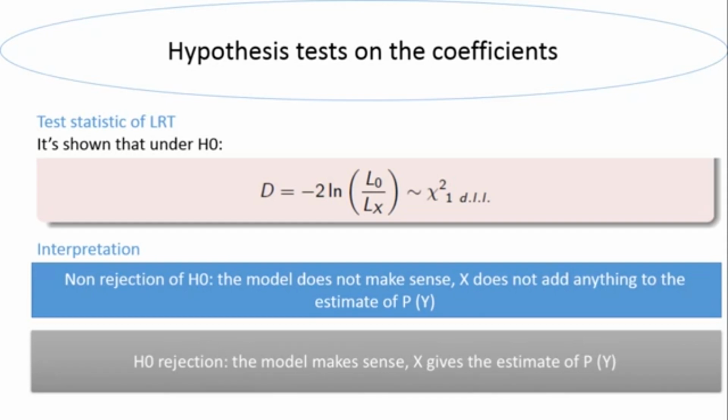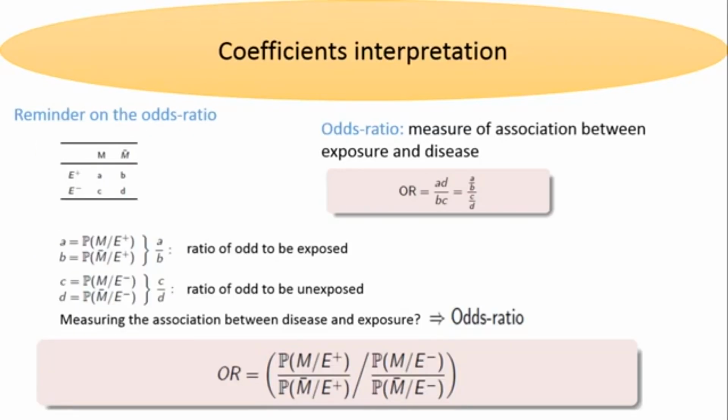That means that we are wrong in supposing that the logit of our probability is a linear combination of our explanatory variable. On the other hand, the rejection of our null hypothesis means that the model makes sense, given that X gives the estimate of our probability. So there exists a link between our probability and our explanatory variable.